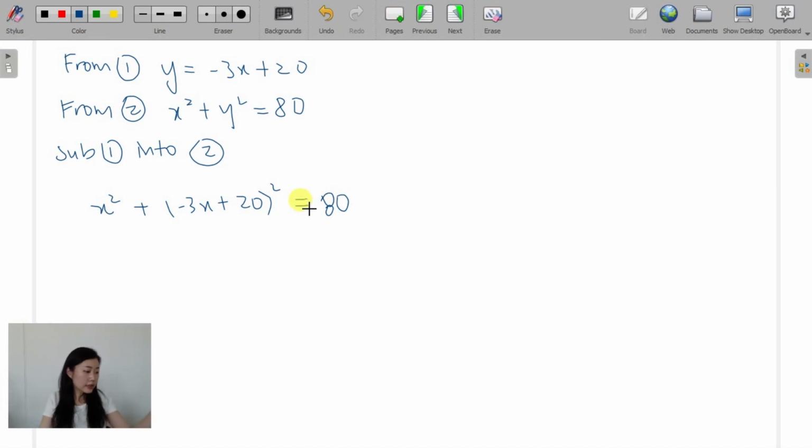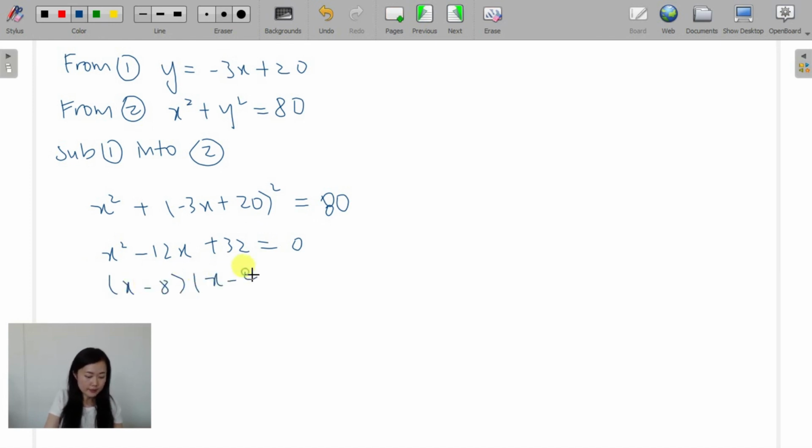Now I'm just going to get straight into the answer. So if you expand this and simplify it, that should get you down to x squared minus 12x plus 32, which factorizes. So x is 8 or 4, and then you just sub it back into that one.